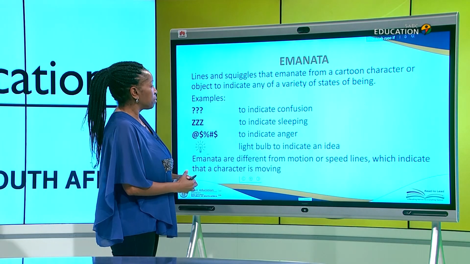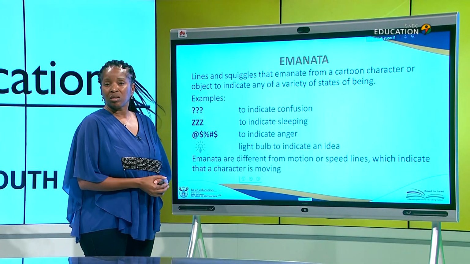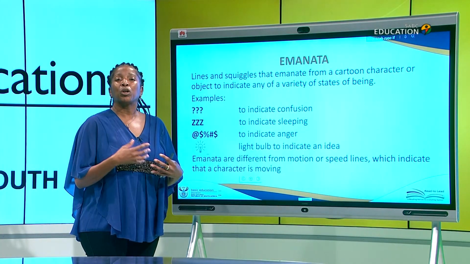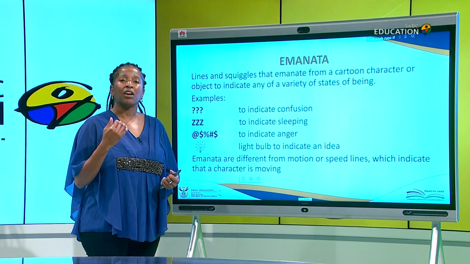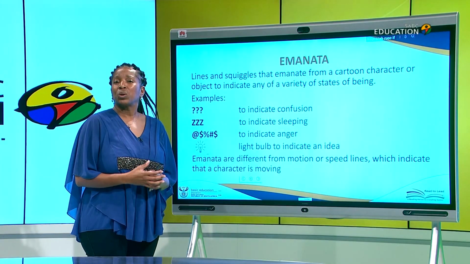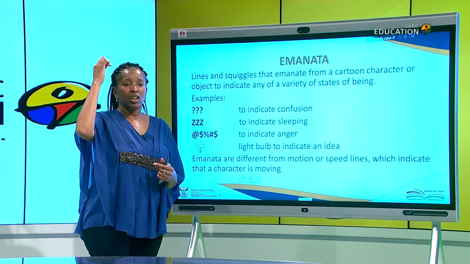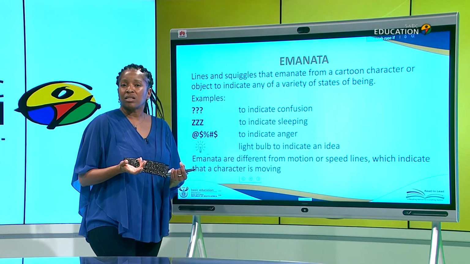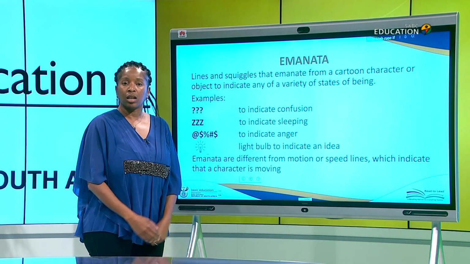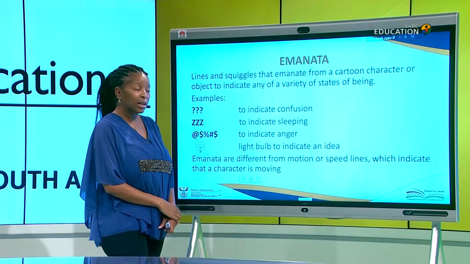We have emanata. Now, some of you may find this as something new to you. However, it is important for you to understand that in cartoons, characters, because many of them sometimes don't have speech bubbles, will have little symbols or lines or squiggles on top of their heads. You know, like a halo. If somebody has a halo on their head, what do you think it suggests? It suggests that they are either angelic or maybe innocent. Now, there are other types of emanata, and I will give you a few right now.